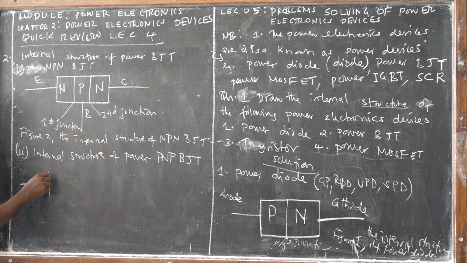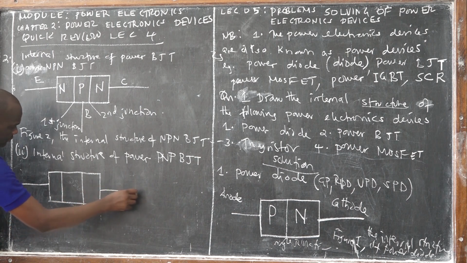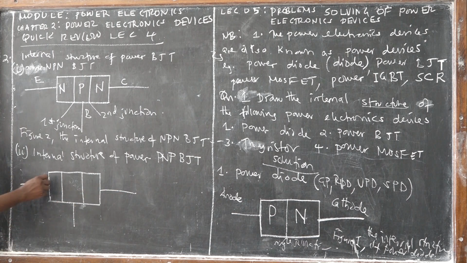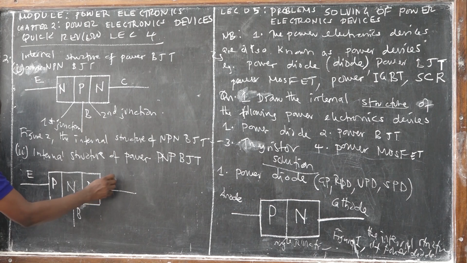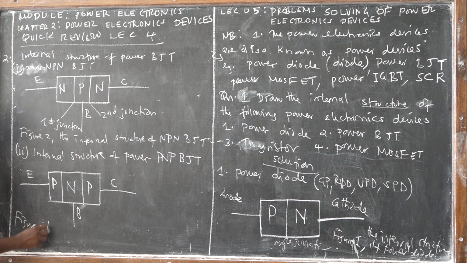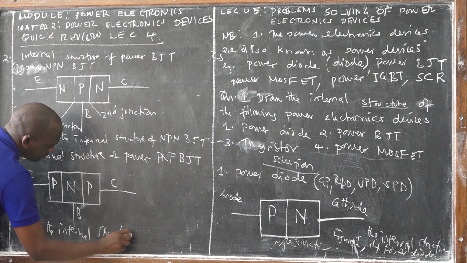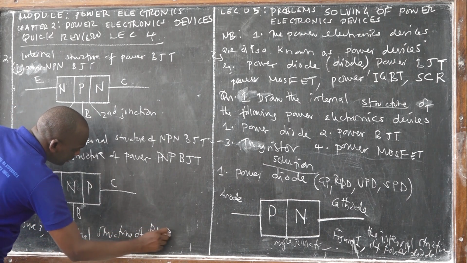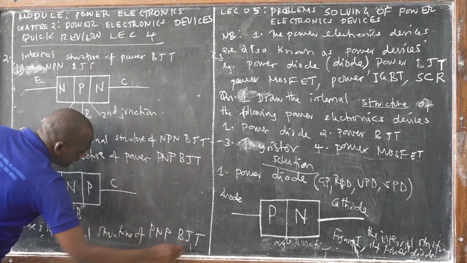So now let us draw. This is P-type semiconductor, N-type material, P-type material. This you call the emitter, this is the base, this is the collector. So here we have Figure 3, the internal structure of PNP bipolar junction transistor.